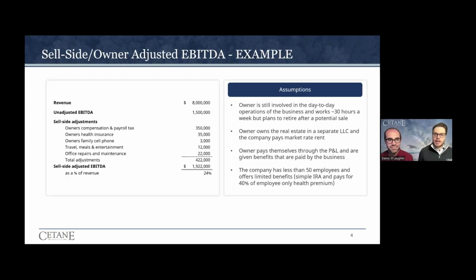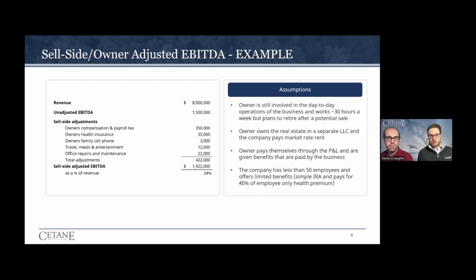And then, like I mentioned, I do own the building, the real estate in a separate LLC, but I am running all office repairs and maintenance, enhancements, upgrades to that building through the P&L of the business. And so given that I own the real estate, a buyer would just be paying rent and they wouldn't have to incur those expenses of actually upkeeping the building going forward. So we're adding back those repairs and maintenance.